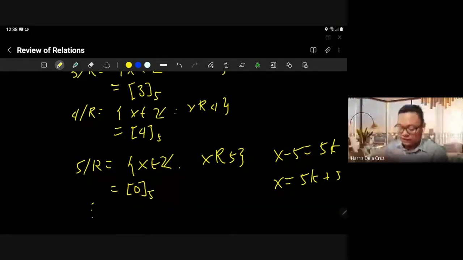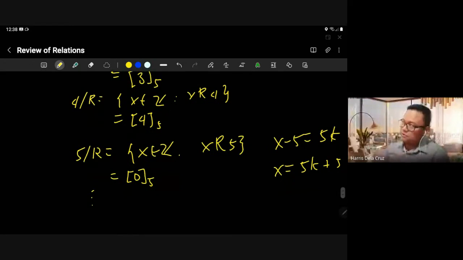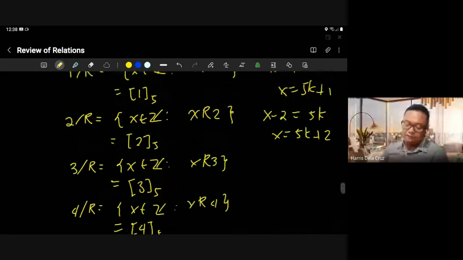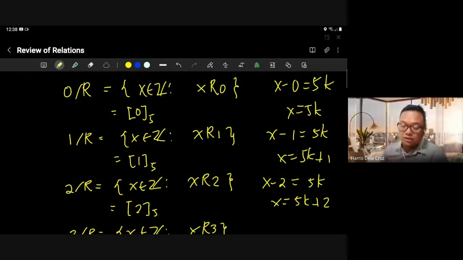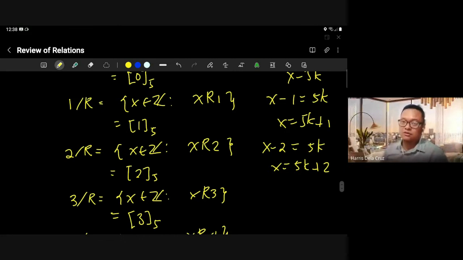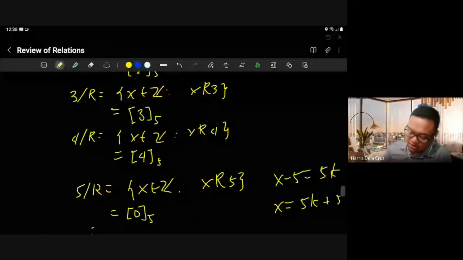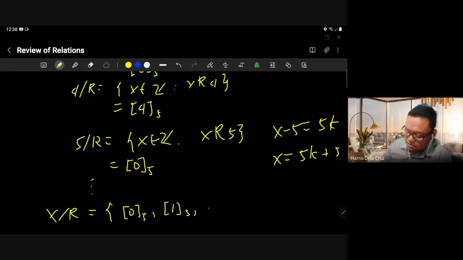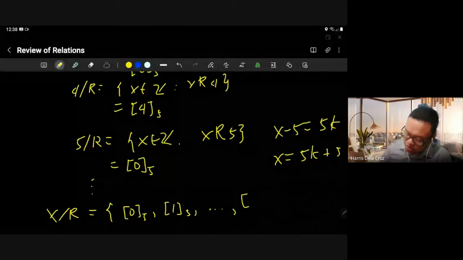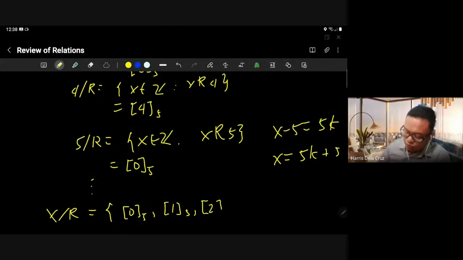So, pag inulit mo lang, tuloy-tuloy lang, 5, 6, 7, 8, 9, you will establish the pattern na ang nakukuha mo lang either your 0 over R, 1 over R, 2 over R, 3 over R, and so on. Yun lang yun. Yun yung mga nakukuha mo. So, meaning, na-compute natin na X over R is nothing but the 0 bracket 5, the 1 bracket 5, and so on, up to, sulat ko na lahat. Dalawa na lang eh. 2 bracket 5, 3 bracket 5, and 4 bracket 5.